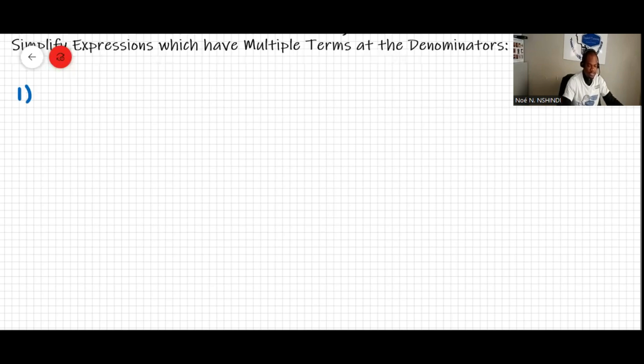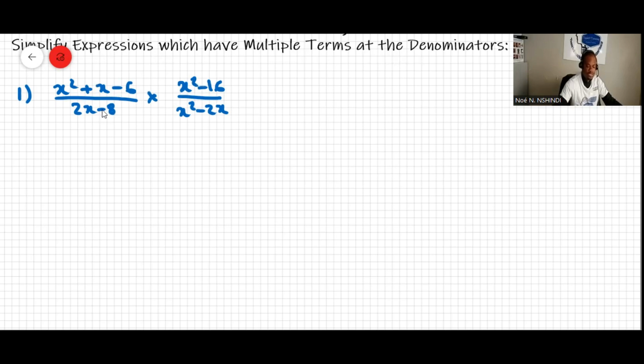says x squared plus x minus 6 over 2x minus 8 multiplied by x squared minus 16 over x squared minus 2x. Now, you notice that the denominators here are not single terms, they have more than one term. So we will try to factorize the numerator and the denominator, okay?